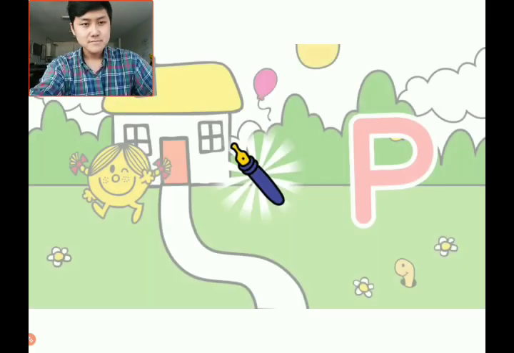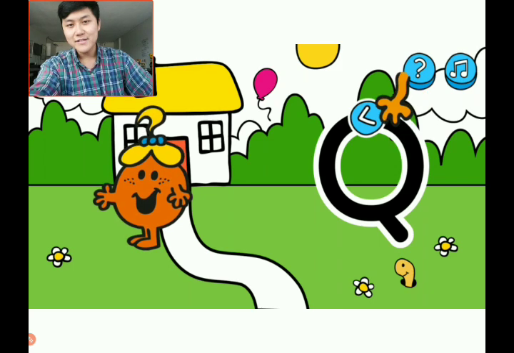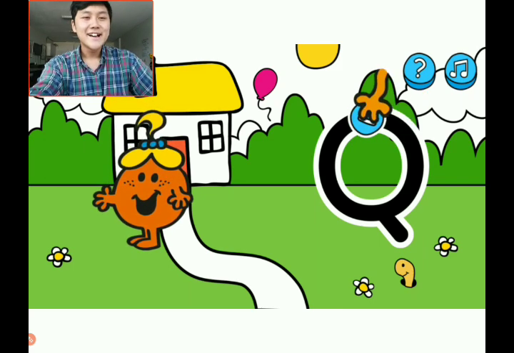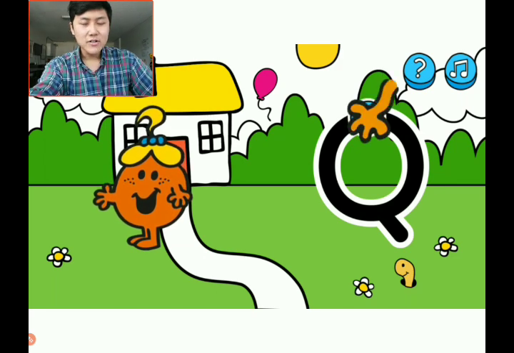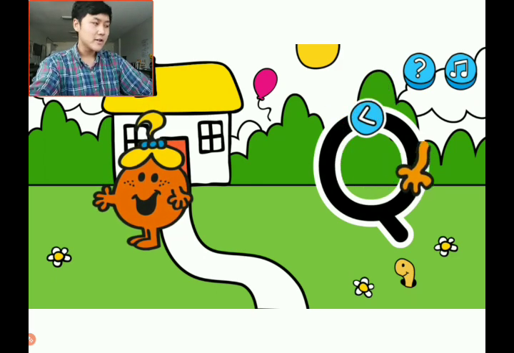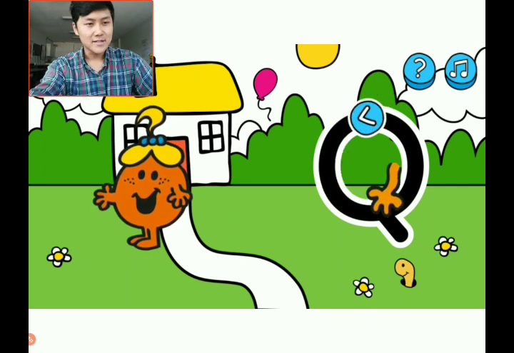Pen. And P stands for pen, which you put ink in to write with. Ink, like the letter I, if you guys have a good memory. Q, that's Little Miss Curious. Looks like she's about to go ask somebody a question, because she's always very curious about things, of why is this, and who is doing what?